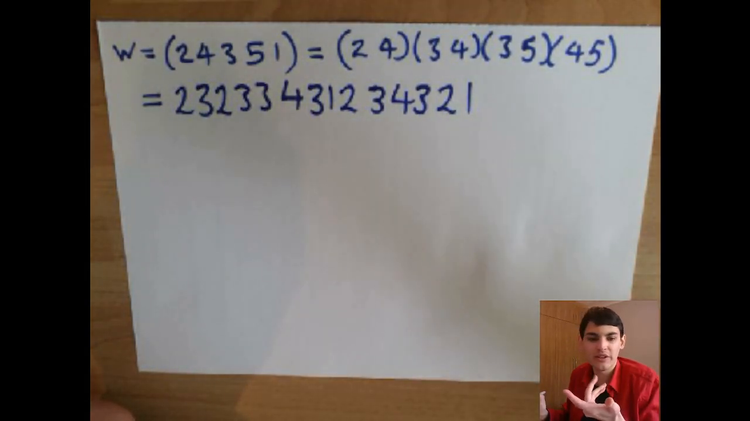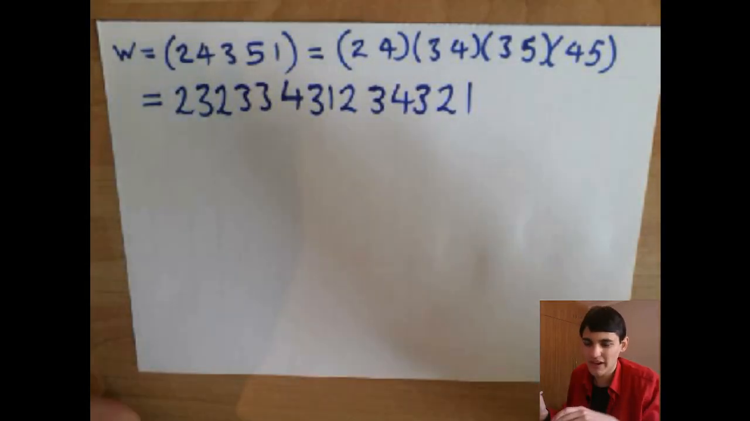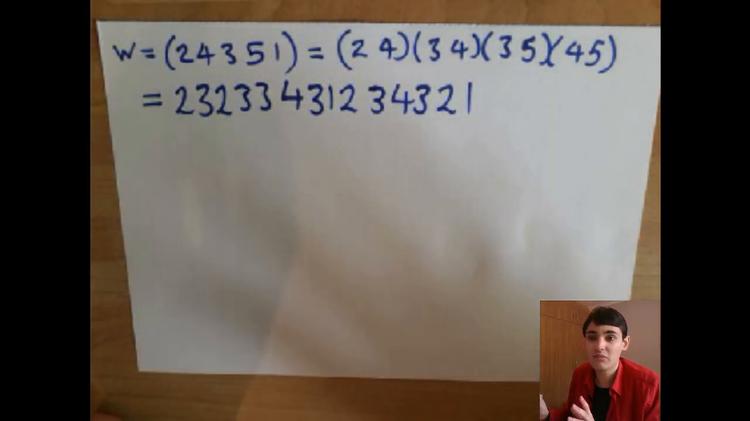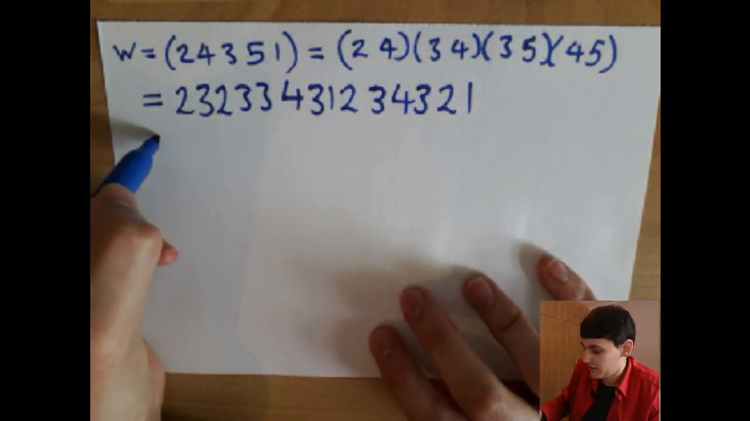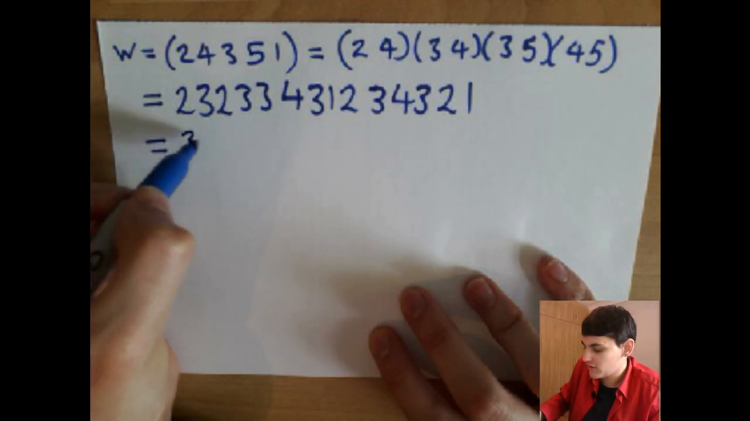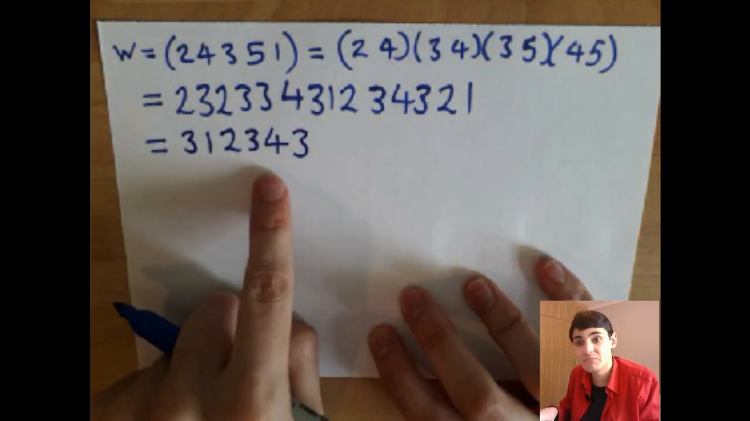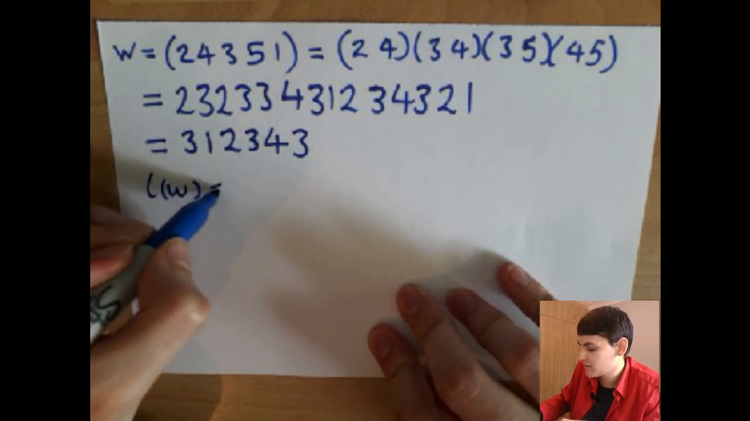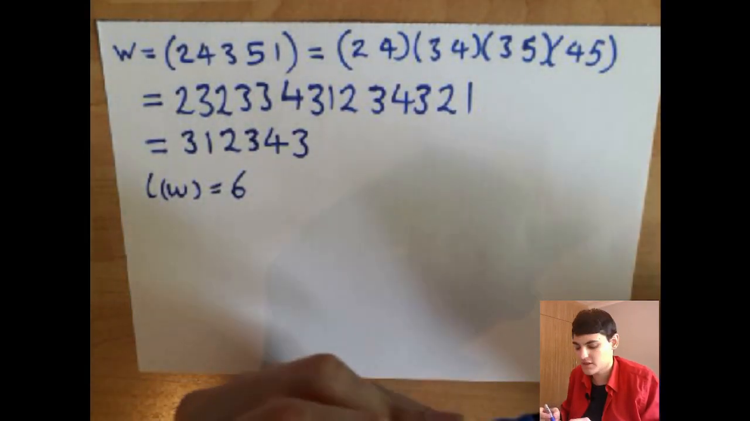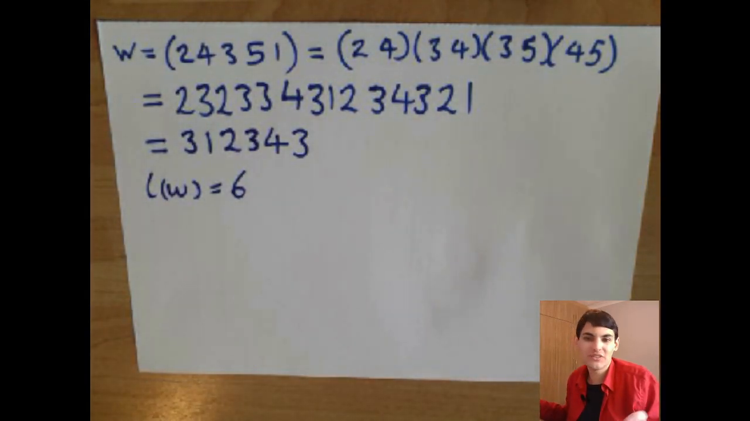If you go through all the stuff about reordering elements in permutation groups with generators, and what you get from what, it takes a bit of time, and if you want to do it, I'll leave it as an exercise to you. But what you should get is that W equals 3, 1, 2, 3, 4, 3. That is its minimal decomposition, and it does indeed have 6 elements. I would say that's a win for Coxeter groups.